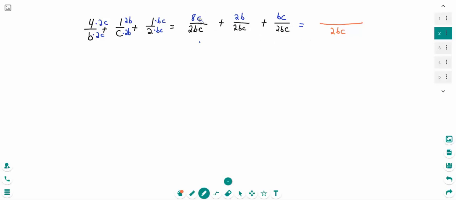So in the numerator, we have 8c plus this numerator of a 2b plus abc. There's no common terms here, like terms. So therefore, we can't do anything more. This is the solution. All right, let's try another one.